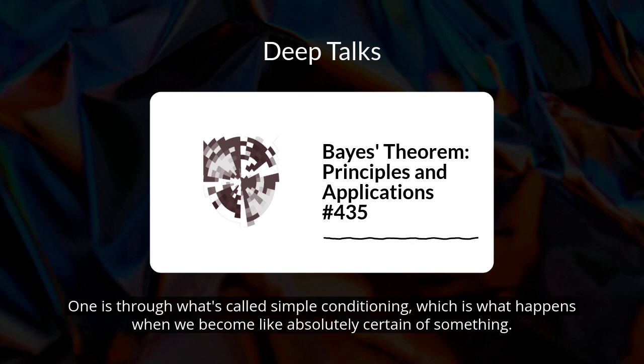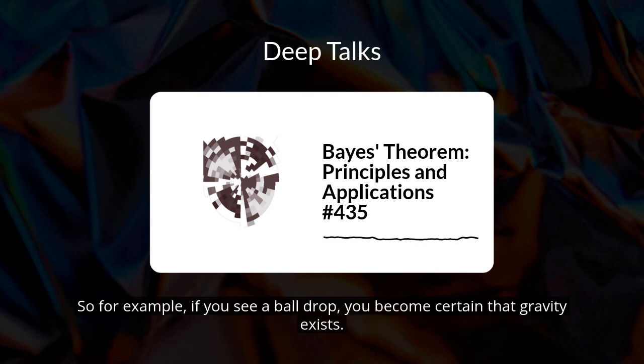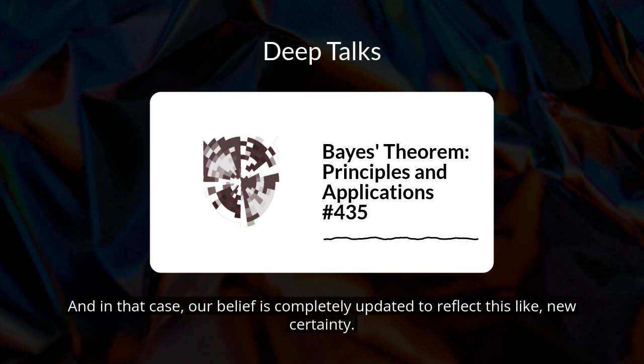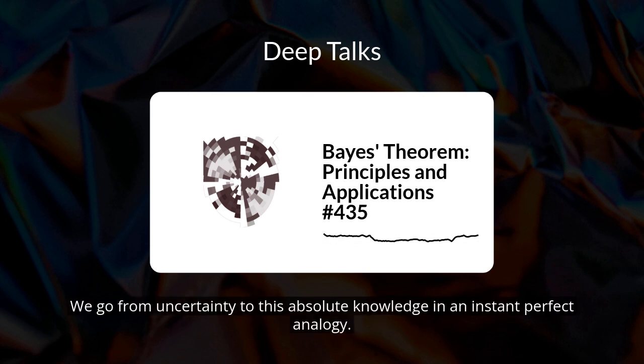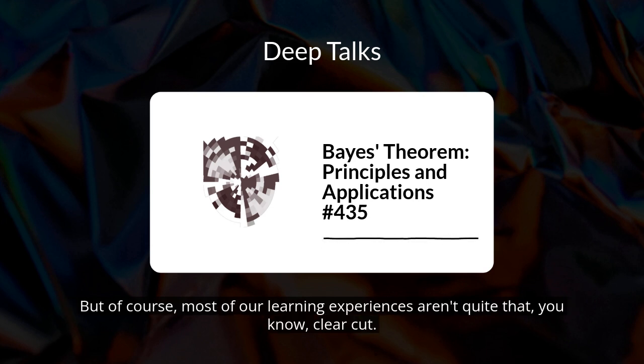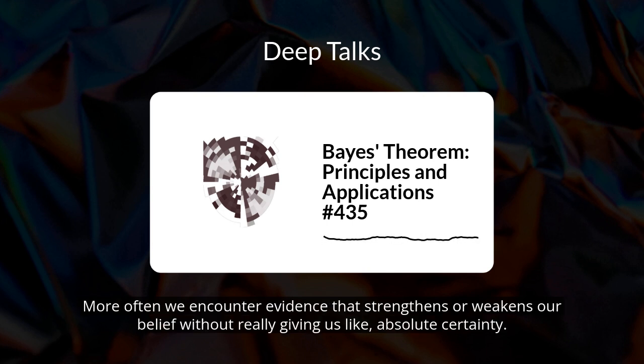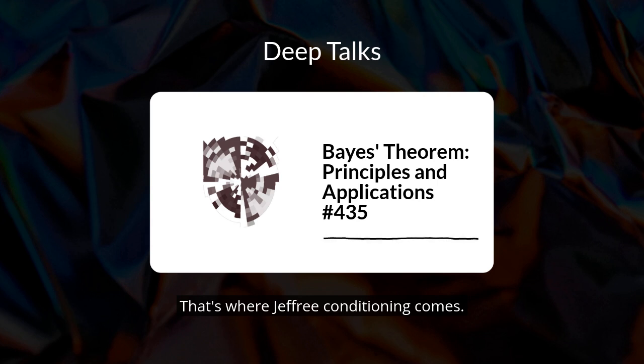There are a couple of key ways that this can happen. One is through what's called simple conditioning, which is what happens when we become absolutely certain of something. For example, if you see a ball drop, you become certain that gravity exists. And in that case, our belief is completely updated to reflect this new certainty. It's like a light switch being flipped. We go from uncertainty to absolute knowledge in an instant. Perfect analogy. But of course, most of our learning experiences aren't quite that clear cut. More often, we encounter evidence that strengthens or weakens our belief without really giving us absolute certainty. That's where Jeffrey conditioning comes in.